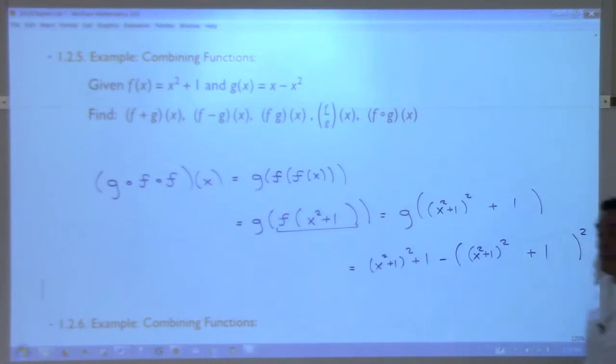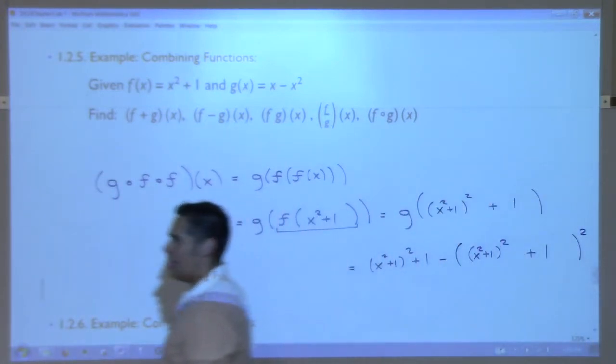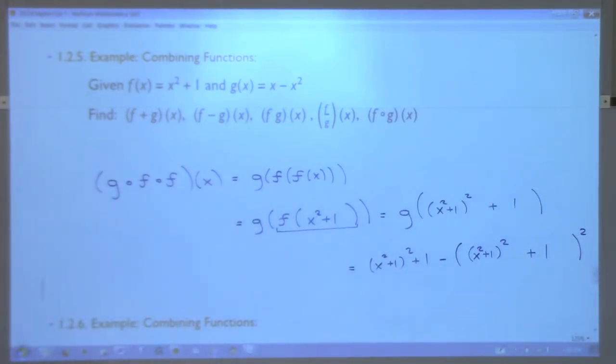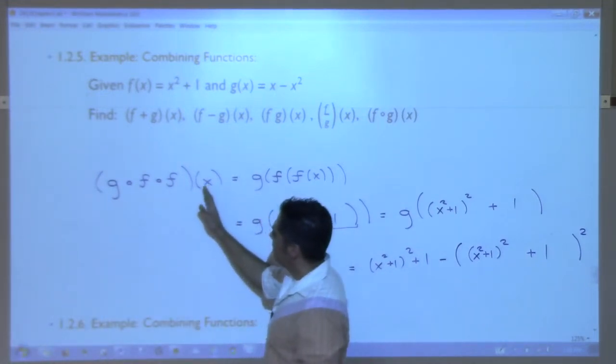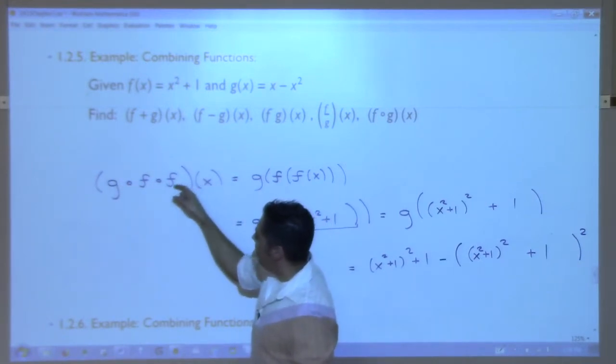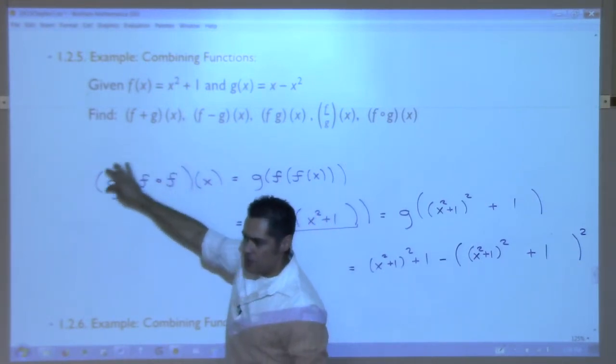That's g of f of f of x. That's a triple composition. So when you're doing these, it's easier to work from right to left. When you see this, you're working this way. X goes into f, that answer goes into f, that answer goes into g.